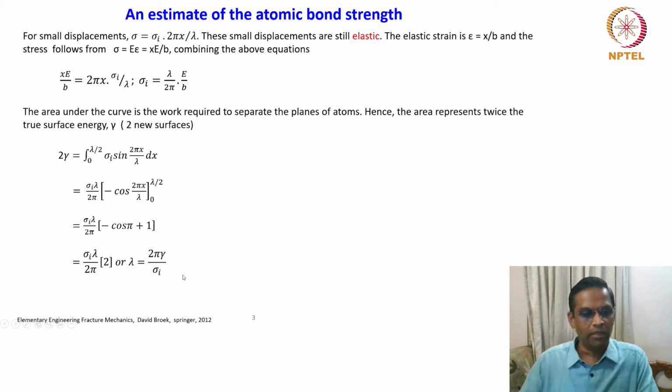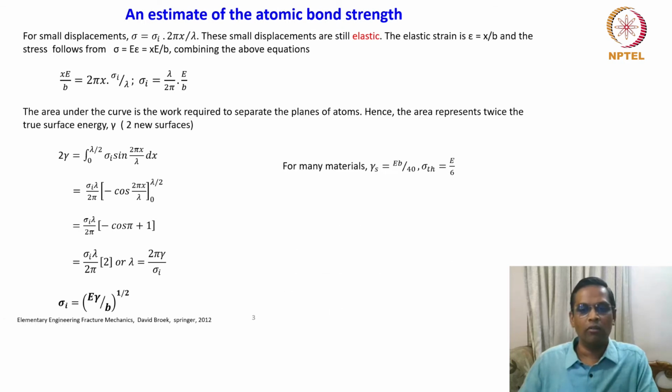If you compare and combine this equation with the earlier equation, what will we get? We will get something like sigma I is equal to (E gamma by B) to the power half. So this is the expression for the cohesive force for separating the two planes of atoms, the theoretical value.